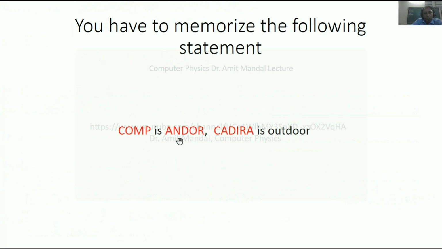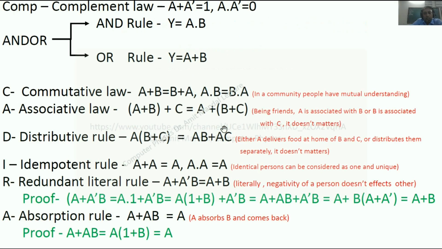Okay. Now for Kadira, let's take C. C is the commutative law. Okay, which says that if A is added to B, then it equals B added to A. Either A comes first or B, it doesn't matter.